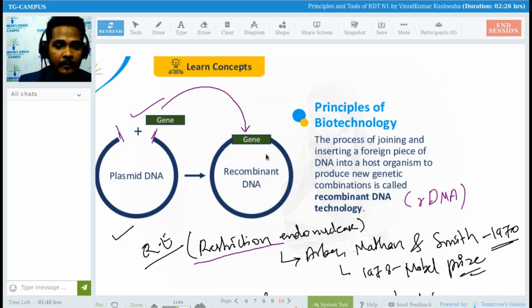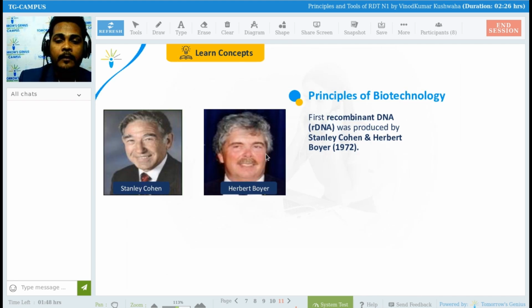Is this clear? For short, it is called the rDNA. Now let's move ahead. This recombinant DNA was first produced by Stanley Cohen and Herbert Boyer in the year 1972, right?